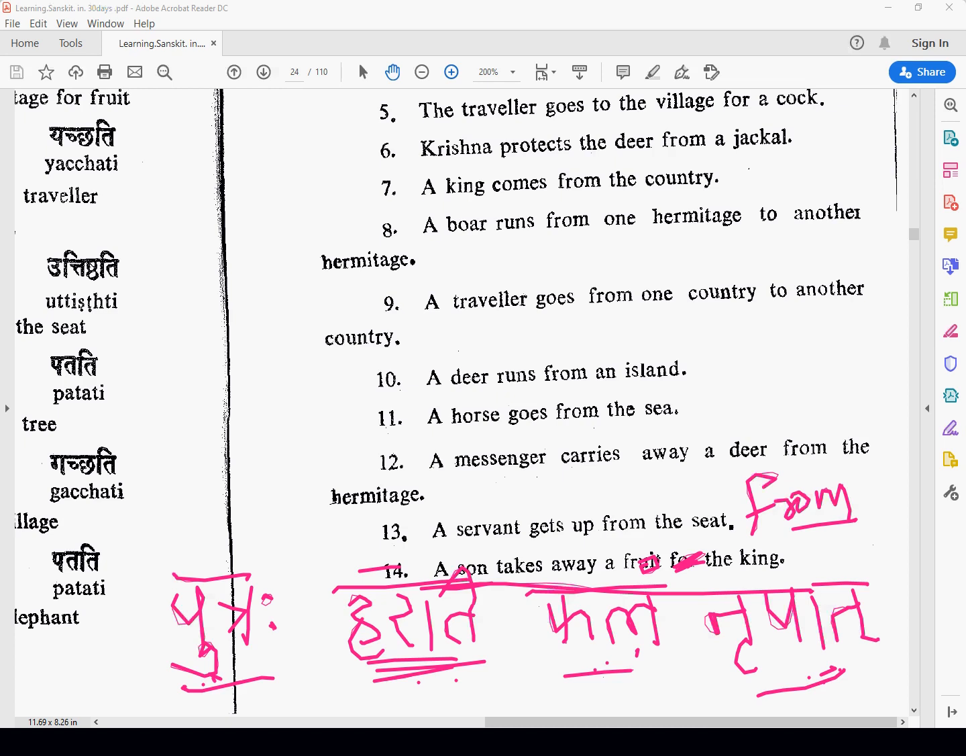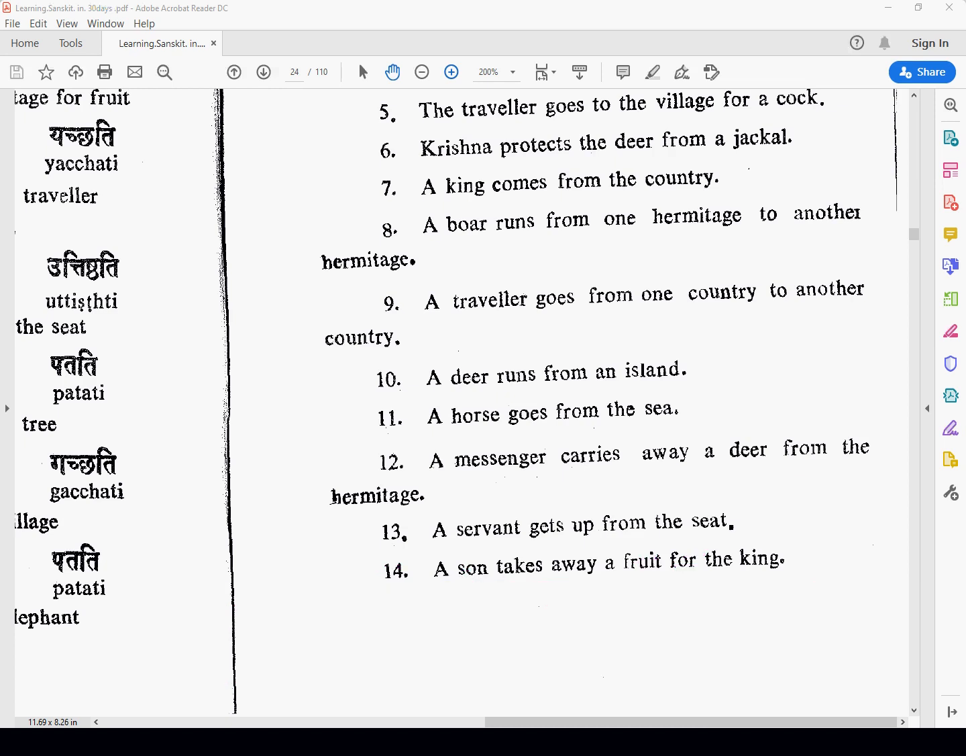Okay, should we stop here? Adya viramamaha, punaha milamaha. Kada milamaha? Kada means when? Agrima saptahe or Shanivasare. Shanivasare milamaha.